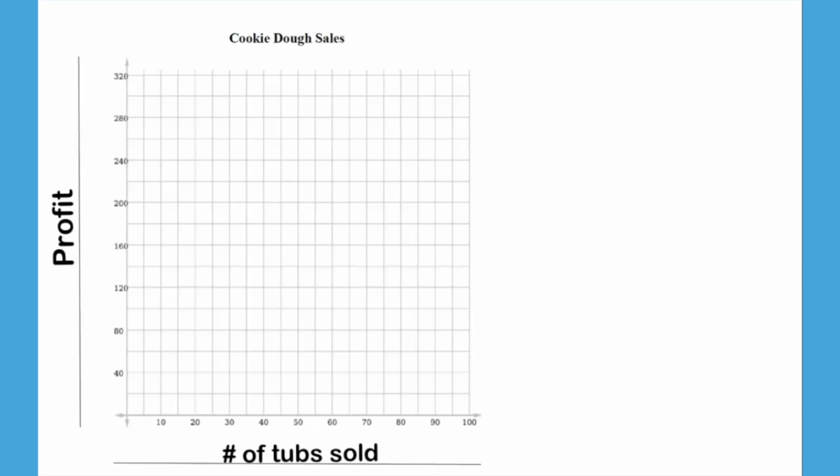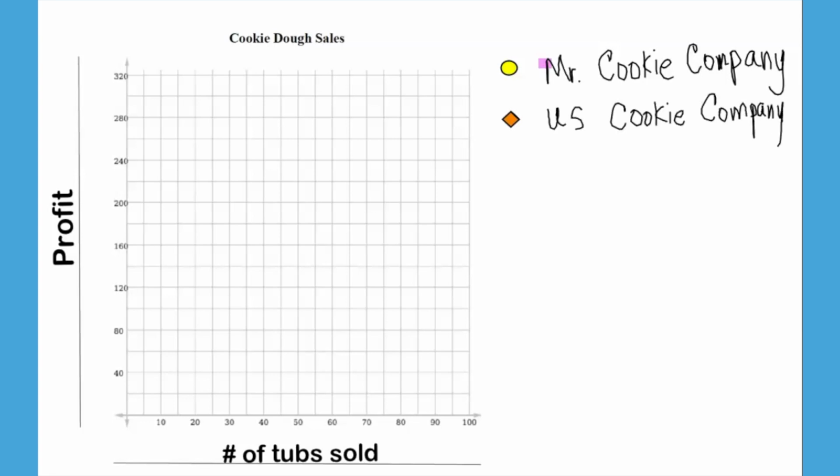Now, because we are graphing 2 sets of data on one graph, we want to use some symbols. So here we could use this dot for the Mr. Cookie Company. And then here, this little symbol could be used for the U.S. Cookie Company. So that way it keeps the data straight. They know what point correlates to what scenario.